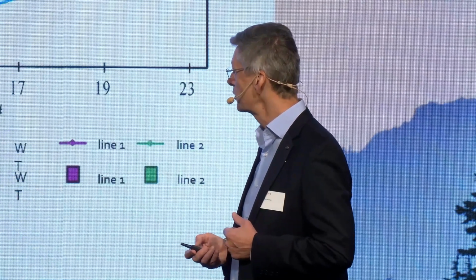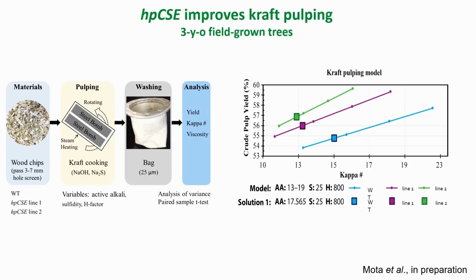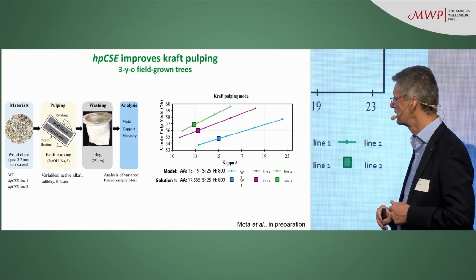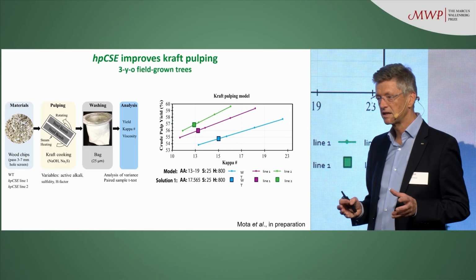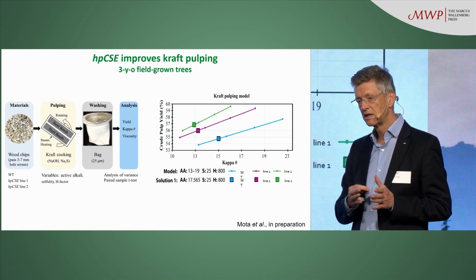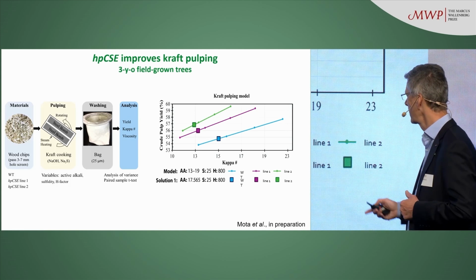And together with Troy Runge's lab in Wisconsin in Madison, we performed kraft pulping experiments with the wild type and the 2 transgenic lines in 8 different conditions, ranging in active alkali, sulfidity, and H factor. And then based on these data, and these are actually quite fresh data, models can be built and then you can ask questions to the models.